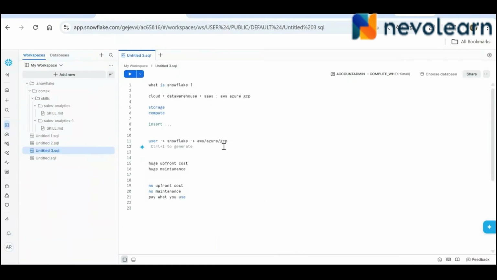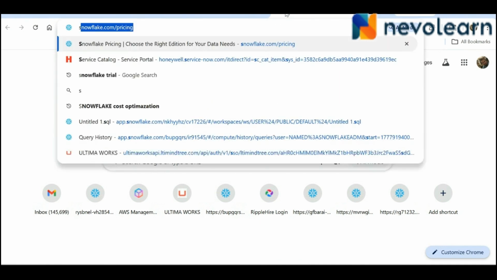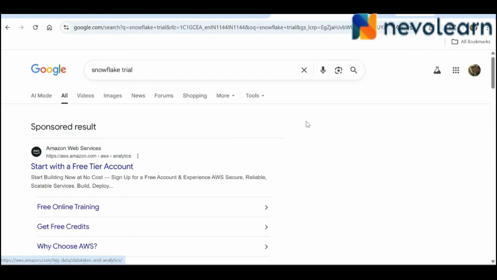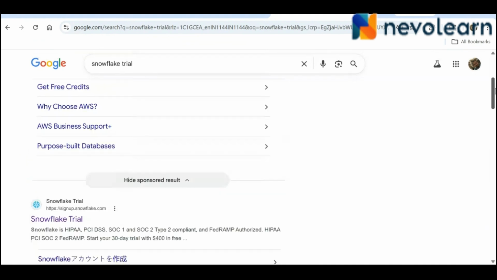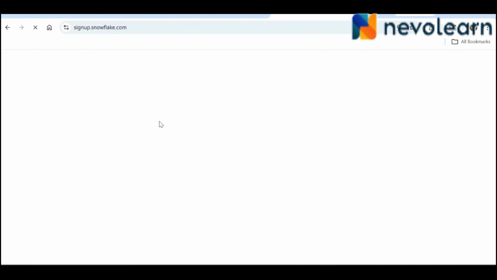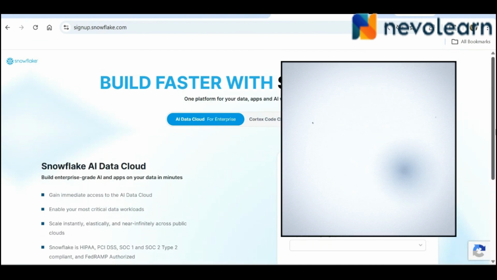Okay. Now, let me open the free trial account and show you how to open it. For example, if I want to open a free trial account, I need to go to Google and write here Snowflake trial. If you write Snowflake trial, you will get a link here. You can see this is the Snowflake trial link. We will go here and provide our name. For example, I'm providing my name. For work email, I will provide my email address.